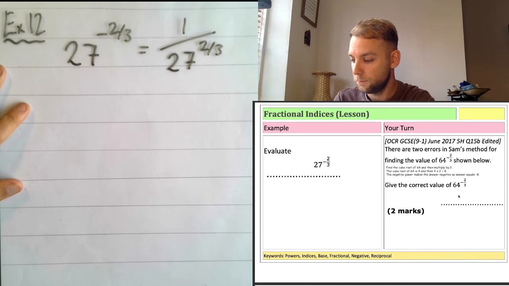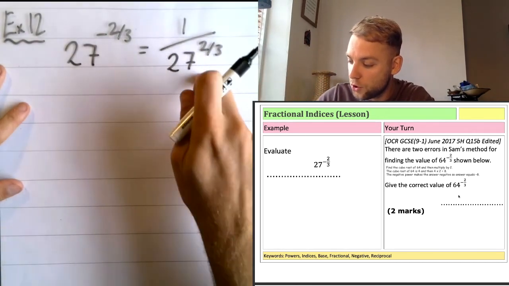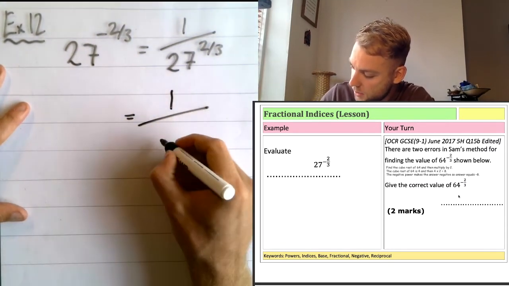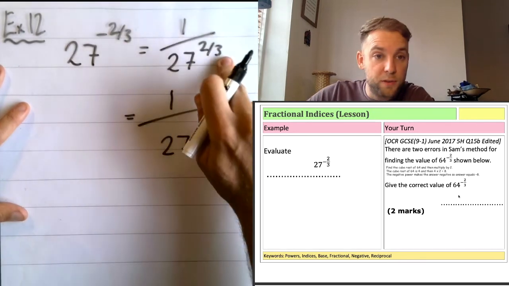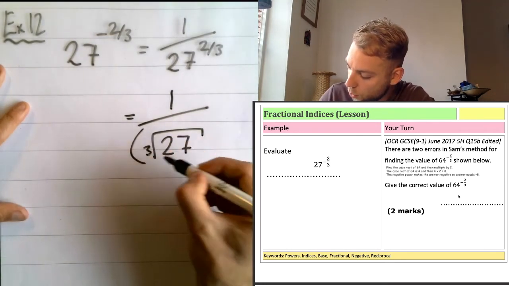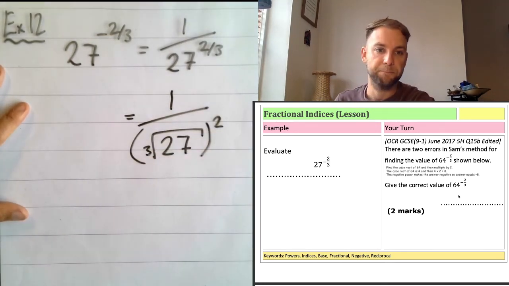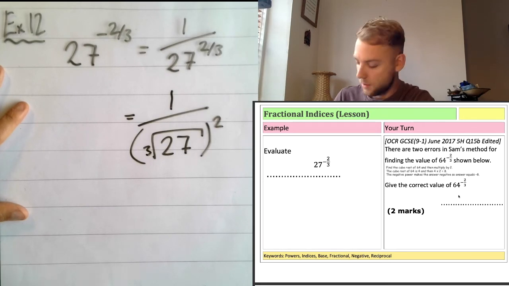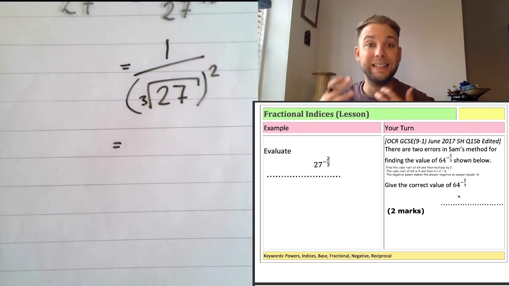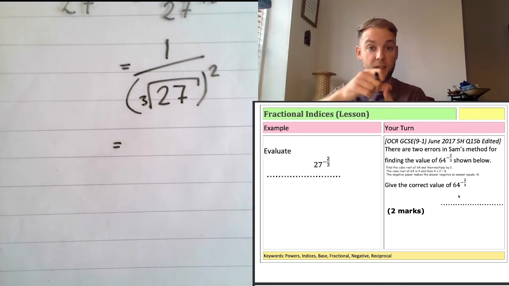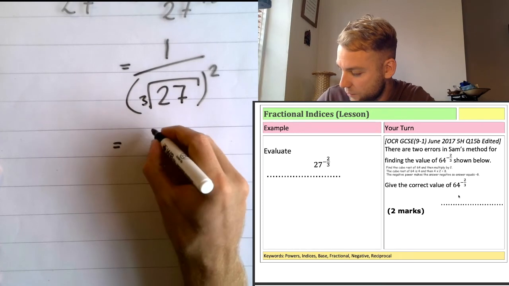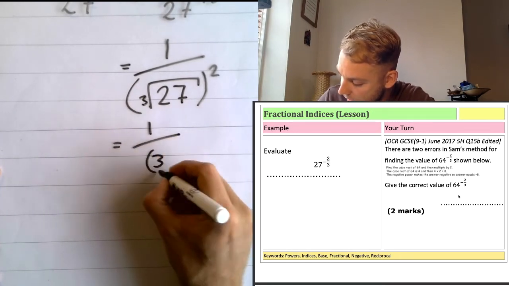Okay, brilliant. Then what we've got to do is the bottom part. So this is equal to 1 over 27. Now remember, the bottom of the fraction is the root, so it's the third root of 27, all to the power of 2, like that. Okay. So use your notes. What is the third root of 27? Well, what number do I need to times by itself 3 times to get 27? 3 times 3 is 9, times by 3 is 27. That's in your notes anyway. So this one here is going to be equal to 1 over 3 squared.